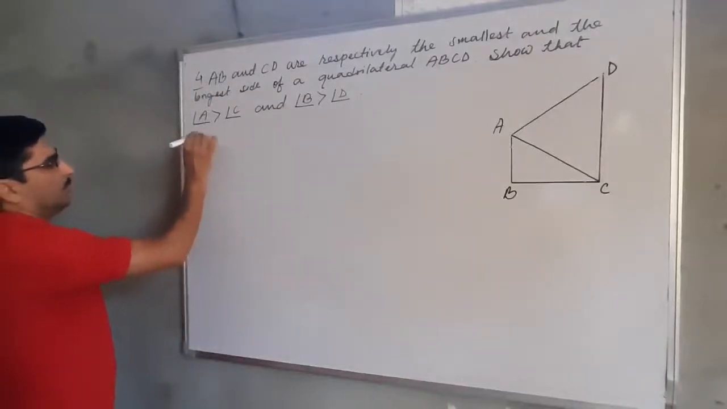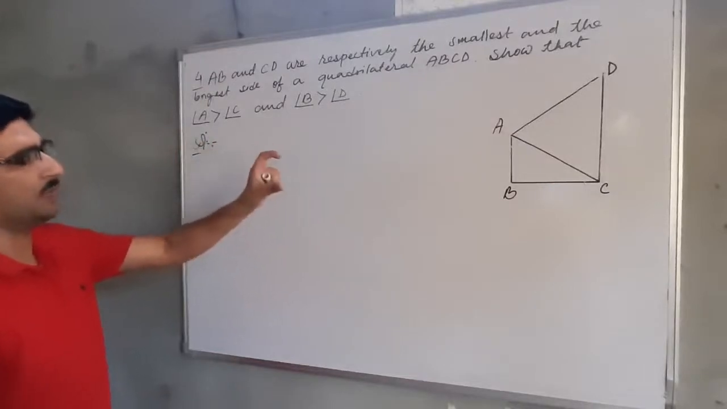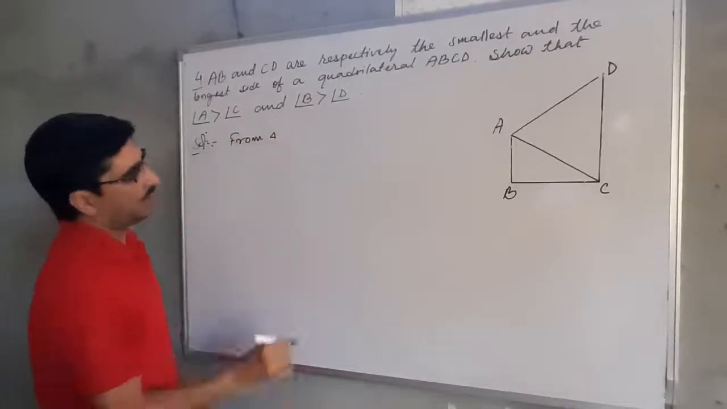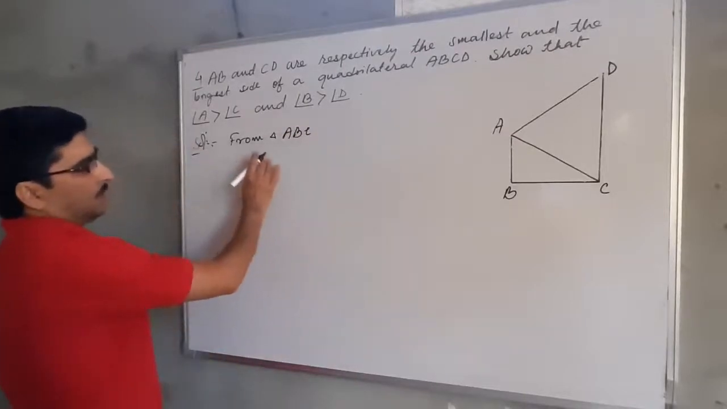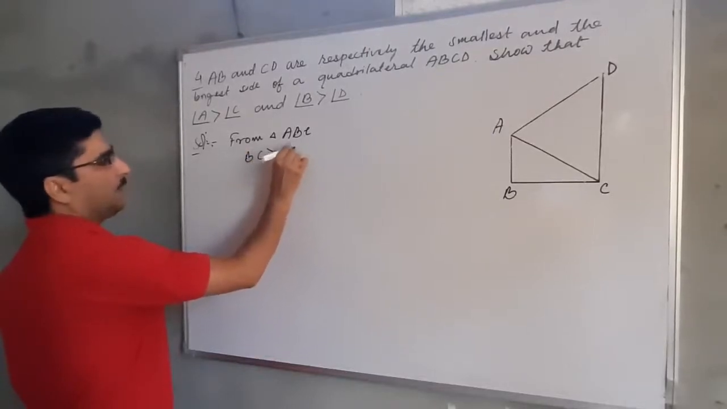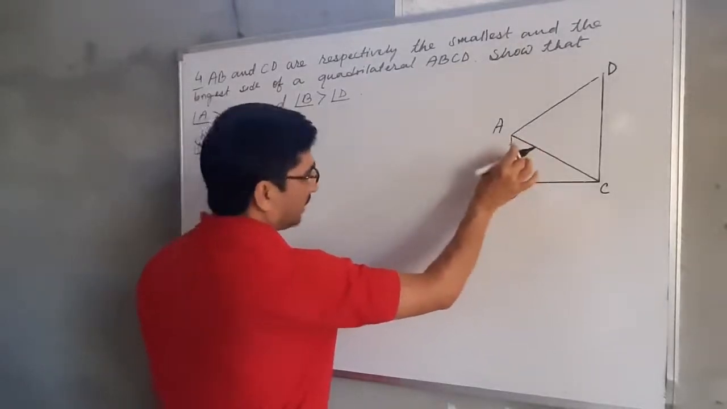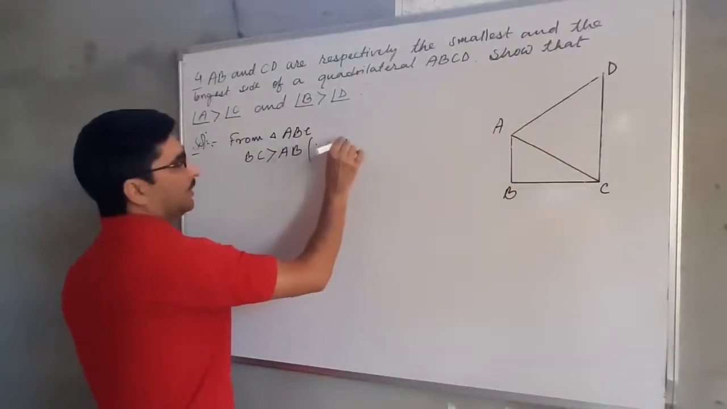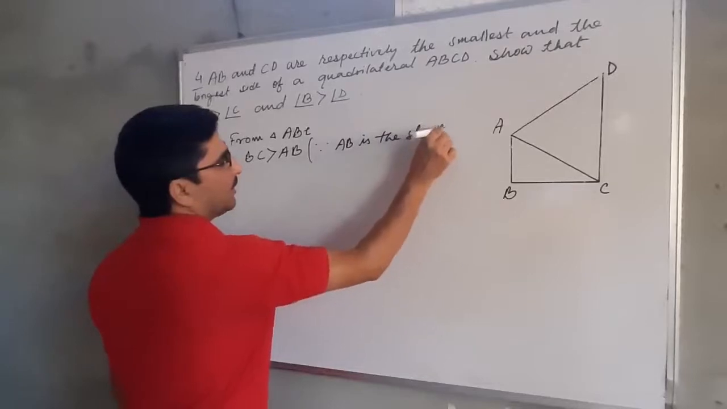So, the solution, the explanation part. This question is simple, not too difficult at all. From triangle ABC, BC is greater than AB. Since AB is the smallest side out of the four, BC is greater than AB. The reason is that AB is the shortest side.